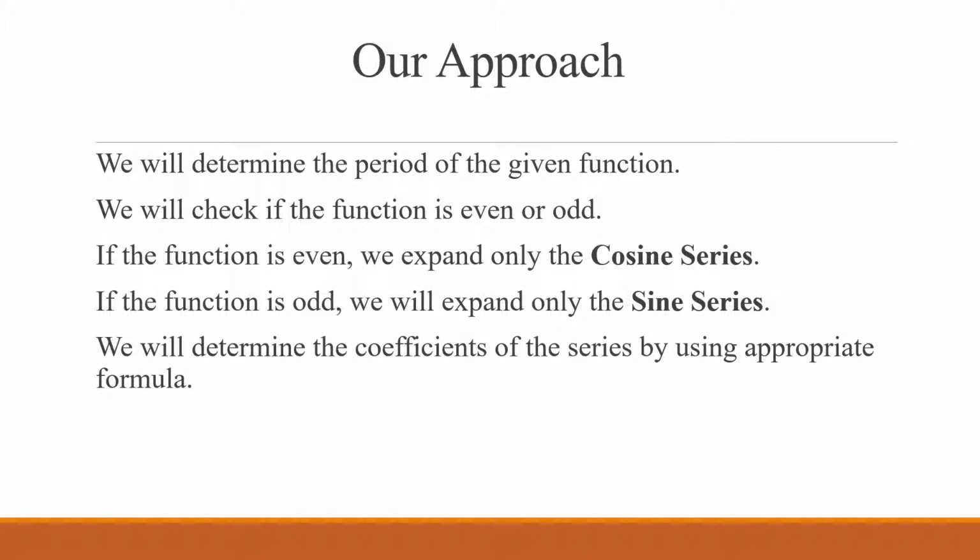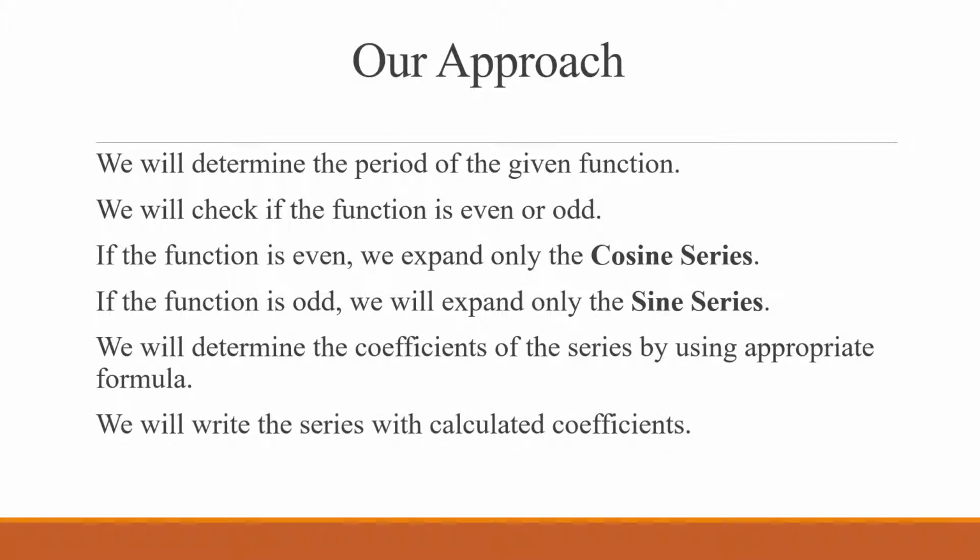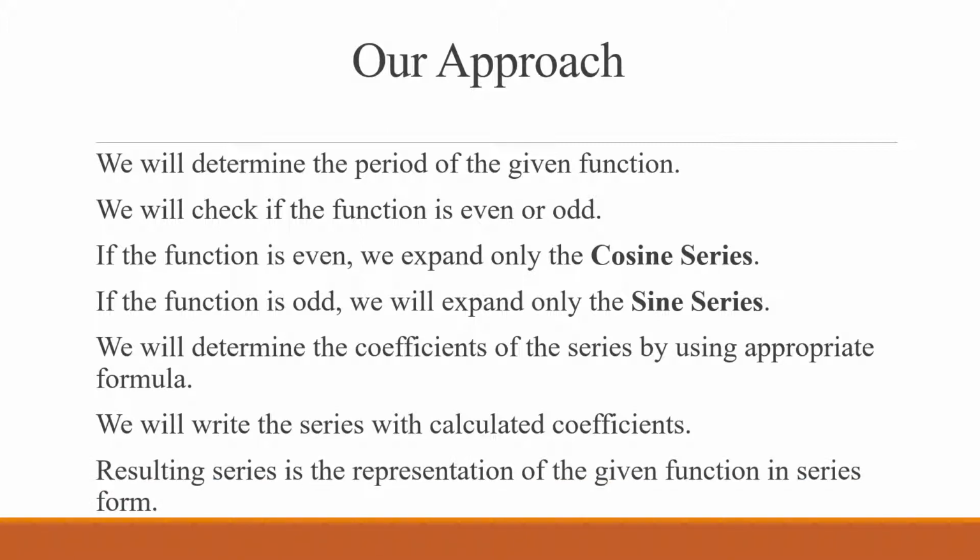So based on our determination of whether it is an odd function or even function, or whether we need to get a cosine series or a sine series, we will determine the coefficients of the terms by using the formula which we already have discussed. And once we know the coefficients of the terms, we will simply write the terms, write the cosine or the sine ratios with their appropriate coefficients, and that will be our solution.